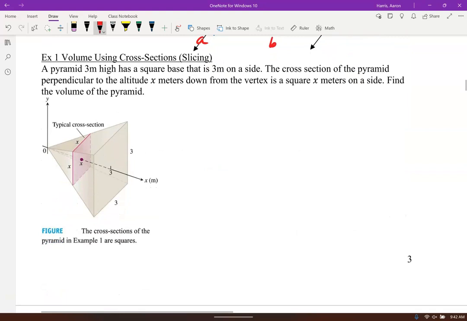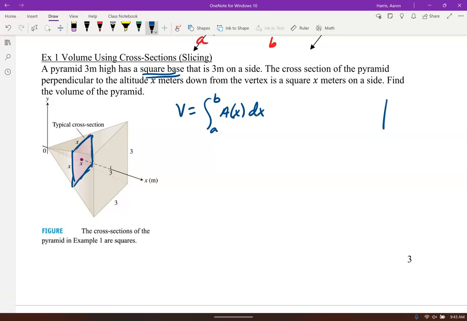All right, let's practice a few here. The volumes by slicing. So our volume is, we're going to go from A to B, area of a cross section, dx. Okay. So here we've got a pyramid, 3 meters high, that has a square base. You want to think to yourself, see the little picture here, we've got the square in here.